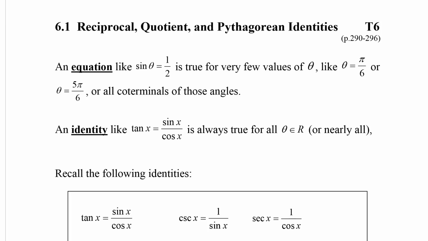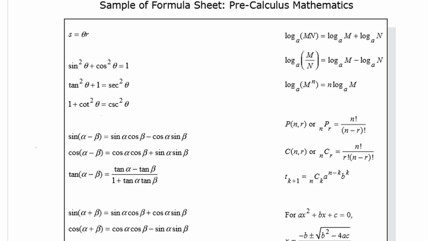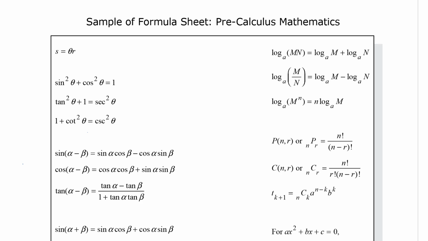All right, now welcome to chapter 6.1. We're going to cover a few things on this one. Eventually we're going to get to identities in this chapter. Also, something that would probably be useful to have throughout this chapter is a copy of the formula sheet.